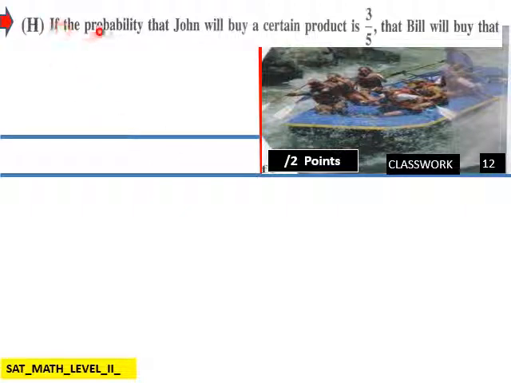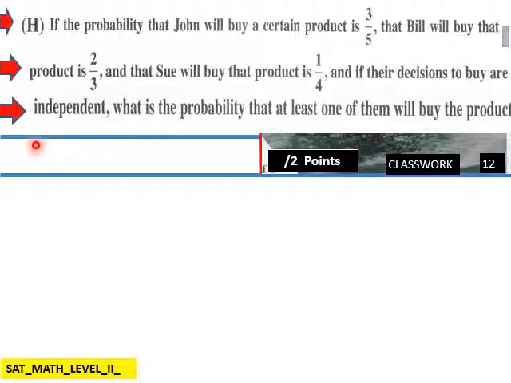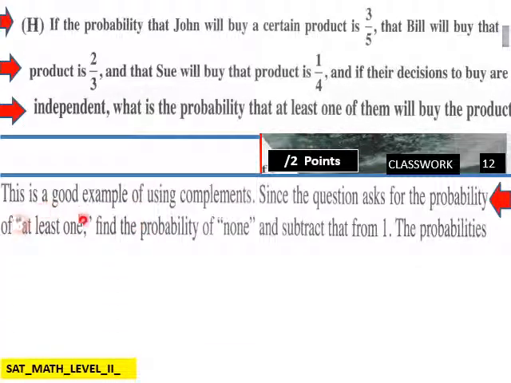So H: if the probability that John will buy a certain product is 2 over 5, that Bill will buy that product is 2 over 3, and that Sue will buy that product is 1 over 4, and if their decisions to buy are independent, what is the probability that at least one of them will buy the product? This is a good example for using complements. Since the question asks for the probability of at least one, find the probability of none, and subtract that from 1.